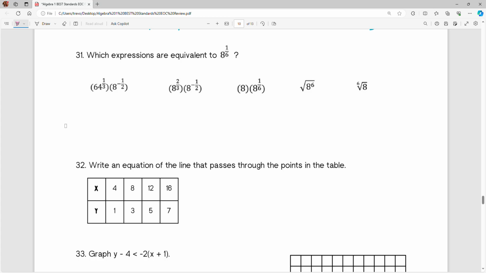And now, number 31 is asking, which expressions are equivalent to 8 to the power of 1/6? So 8 to the power of 1/6. What that means is this right here.